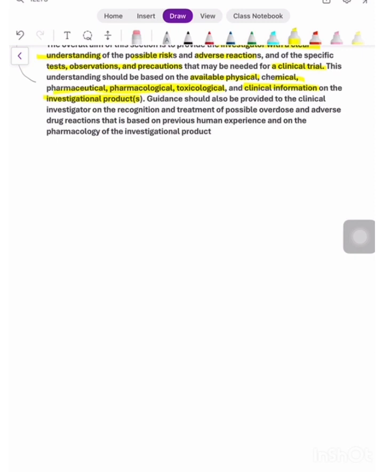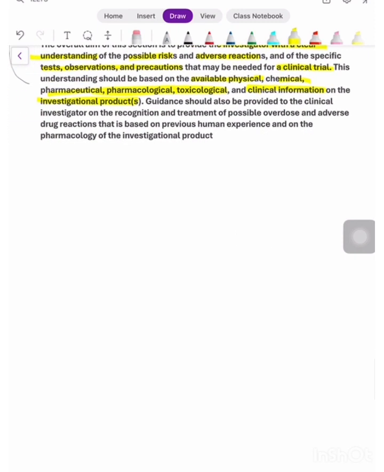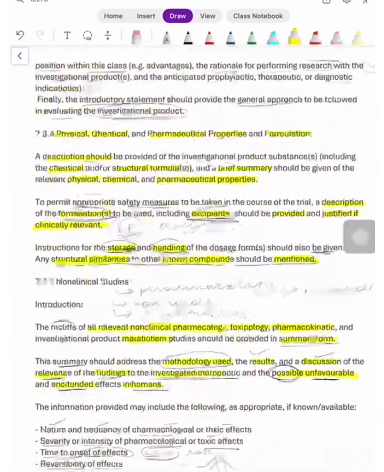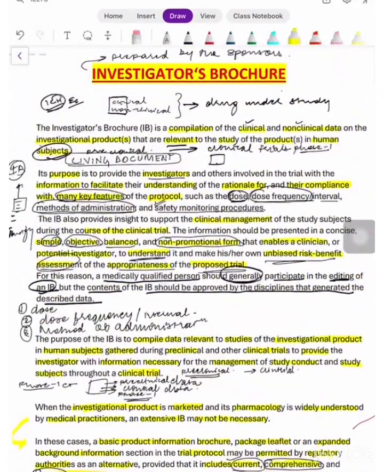Guidance should also be provided to the clinical investigator on the recognition and treatment of possible overdose ADRs, that is based on previous human experience and on pharmacology of the investigational product. So this was all about investigator's brochure, right? This is a part of drug development. Okay, you can also find this by googling ICH guideline under efficacy parameter, efficacy guideline E6, you can find it.